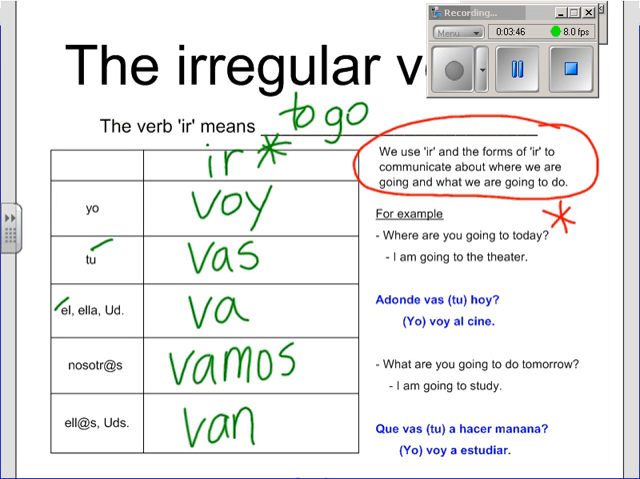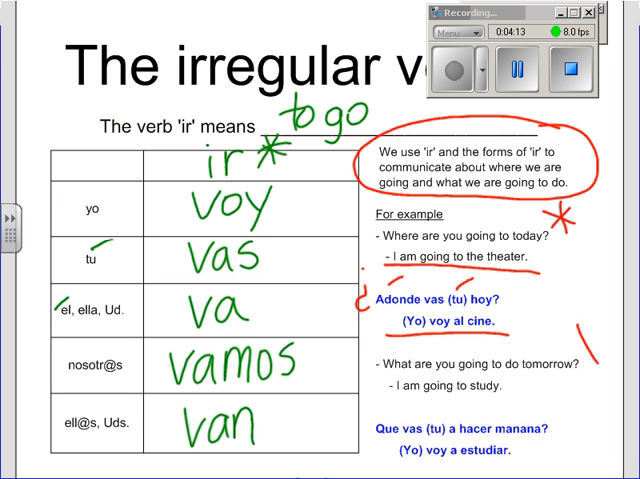So the first example in English is, where are you going to today? So I'm thinking about a place. Where do you go to today, or where are you going to today? I'm going to the theater, or I go to the theater. In Spanish, this looks like, ¿a dónde vas hoy? Where are you going to today? Or the long version, ¿a dónde vas tú hoy? And then I have my response, voy al cine, or my long response, yo voy al cine.